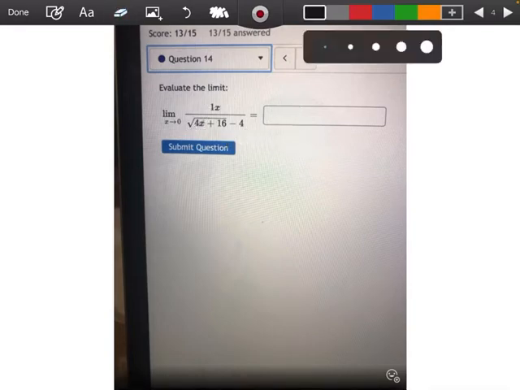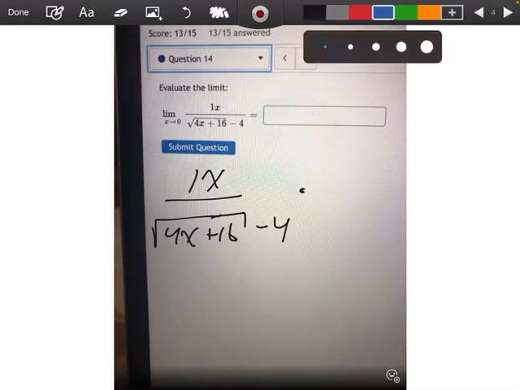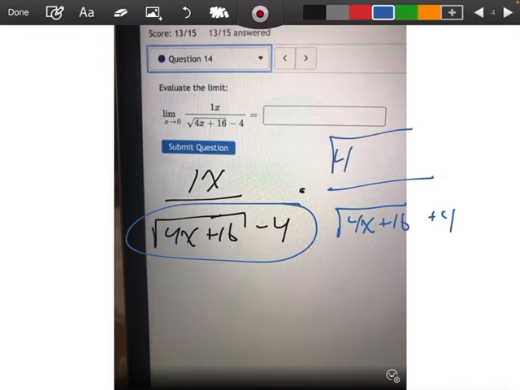So what we're going to do is we're going to use the idea of the conjugate. So if I have an x on the top, on the bottom I got a square root of 4x plus 16 minus 4, then we're going to multiply the top and the bottom by the conjugate of the denominator, which is square root of 4x plus 16 plus 4. And we're going to do this both upstairs and downstairs, right?